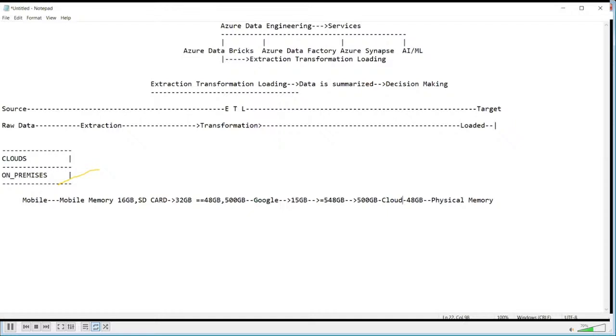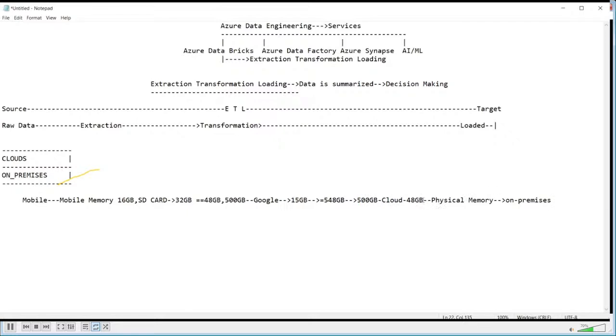Whereas the physical memory of your mobile phone, we can refer to as on-premises memory. So now tell me, what is the drawback between on-premises memory and cloud memory? With on-premises memory, once you lose your mobile phone, you cannot recollect it. But the same can be recollected using the cloud. So this is the drawback you have with on-premises data.